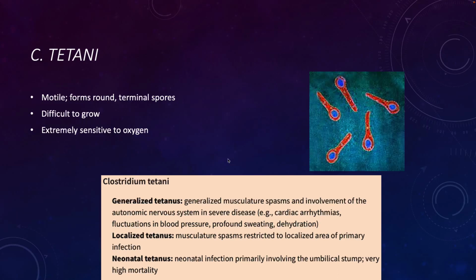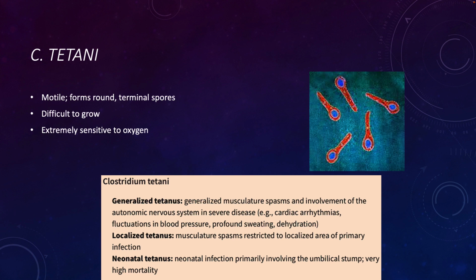Next is Clostridium tetani. You have probably heard of this. Tetanus. These bacteria are motile. They form round terminal spores. So if you do a spore stain and you look at them under the microscope, you see they almost look like tennis rackets. These are a little bit more difficult to grow. They are extremely sensitive to oxygen, so any oxygen exposure can kill them.